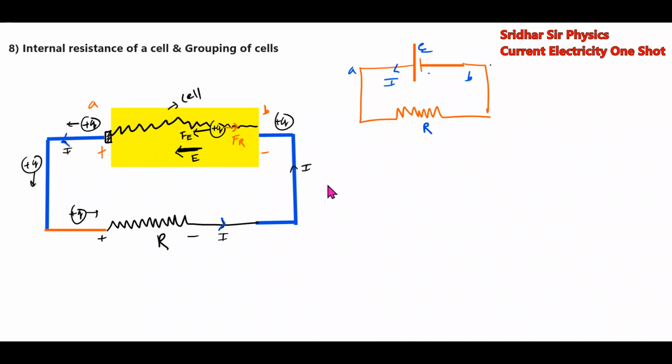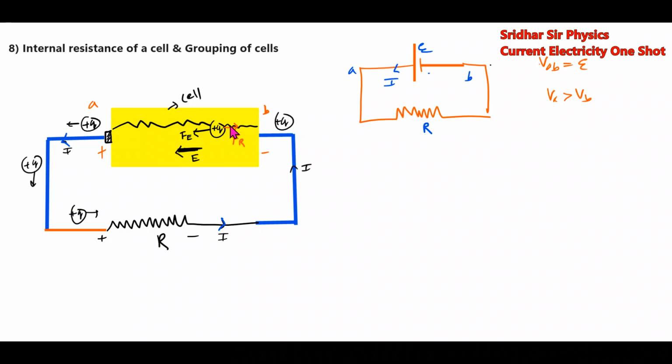Okay, with this, inside this cell we are discussing the charge. What is VAB? VAB equal to E, so VA is greater than VB. But the positive charge has to move from lower to higher potential, so for that purpose the cell has to do work. At the same time, when the charge is flowing, the material of the cell will offer a resistance to the flow of charge.